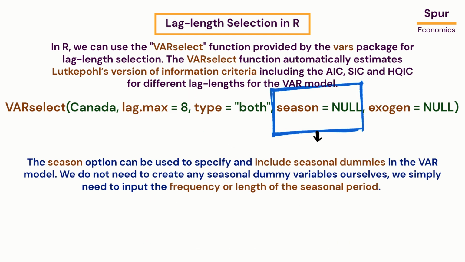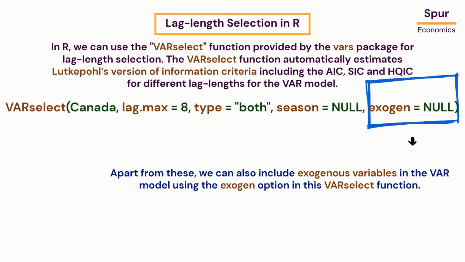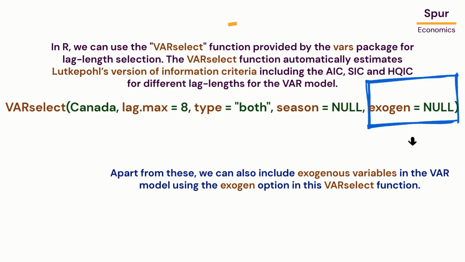The season option can be used to specify and include seasonal dummies in the VAR model. We do not need to create any seasonal dummy variables ourselves, we simply need to input the frequency or length of the seasonal period. The function will automatically create and include centered seasonal dummies. For example, the Canada dataset is quarterly, so we can specify season equals 4 if we wanted to include quarterly seasonal dummies. Similarly, we can specify season equals 12 for monthly data to include monthly seasonal dummies. Apart from these, we can also include exogenous variables in the VAR model using the exogen option in this VARselect function.